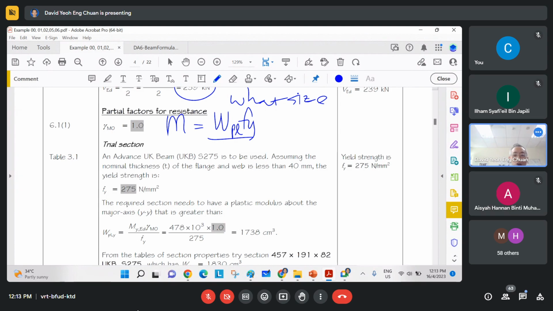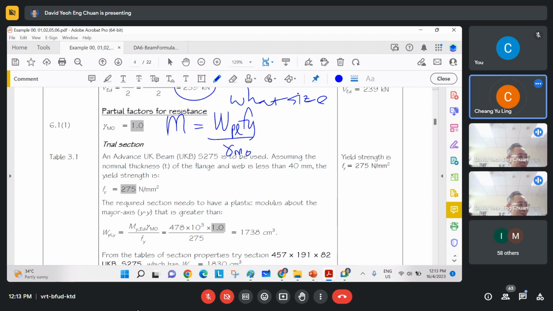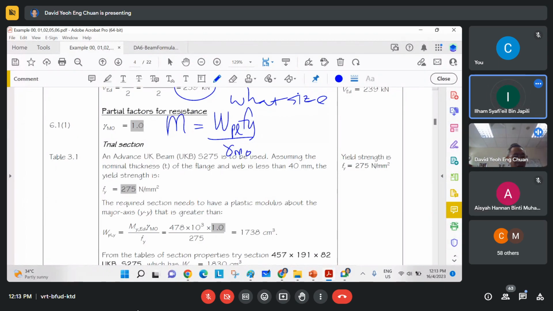Very good. If I give you a section size, do you know where to find it? Table of property, at the back of the book. Yes, the back of the book.